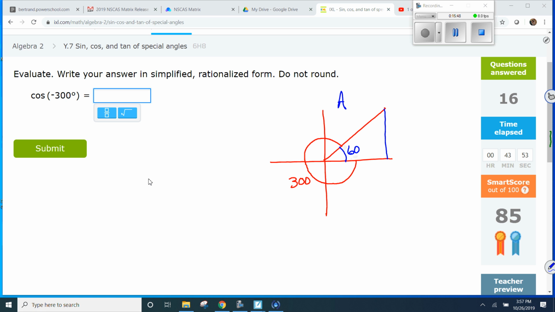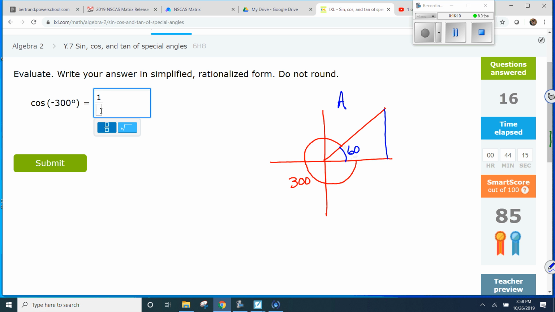All trig functions are positive in that quadrant. If you put your hand up and you fold in your pointer finger for 60 degrees and you look for the cosine value, that's going to be 1/2. So your answer for this one would be 1/2, and it's going to be positive in that quadrant.